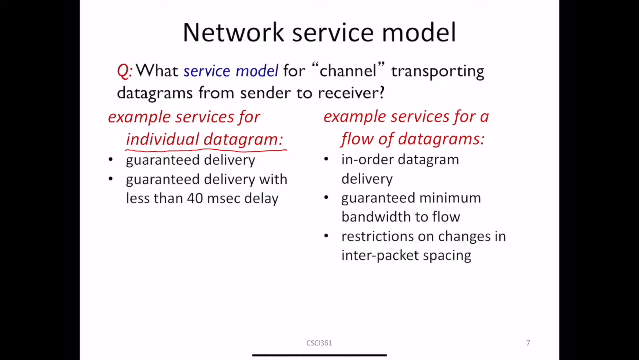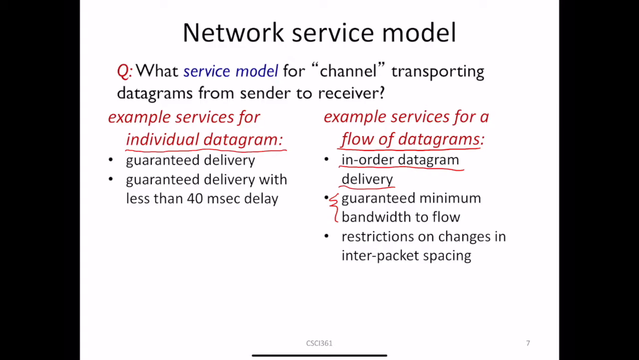And also for a flow of datagrams, their expectation is that these datagrams must arrive in order. Here it is: in-order datagram delivery. And also they expect a guaranteed minimum bandwidth for the flow. This means if the network layer can provide a specific, or minimum, bandwidth, the packets cannot be lost on the way, and they can be delivered to the destination for sure.